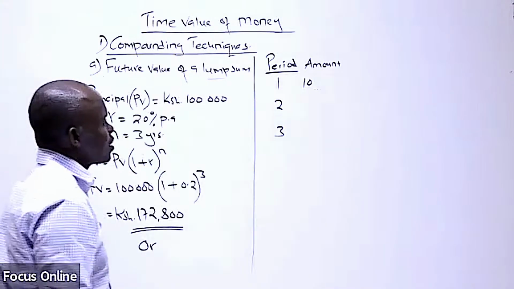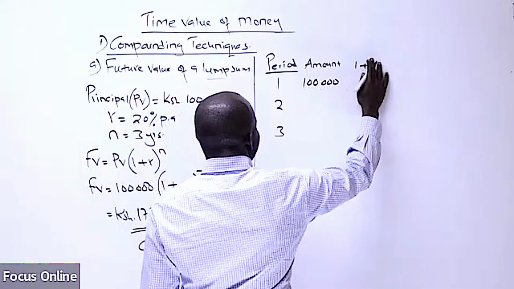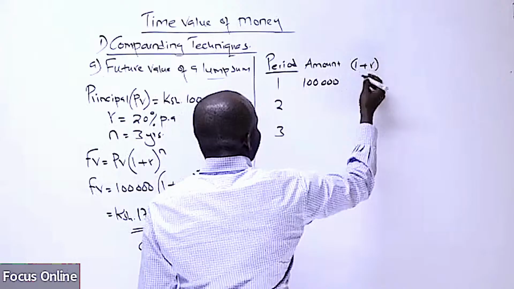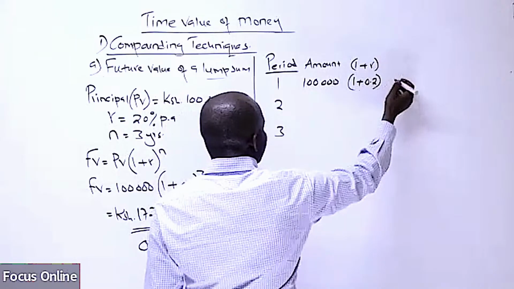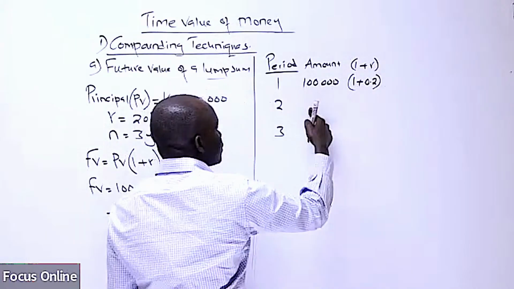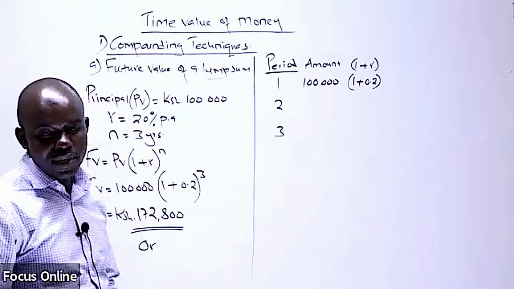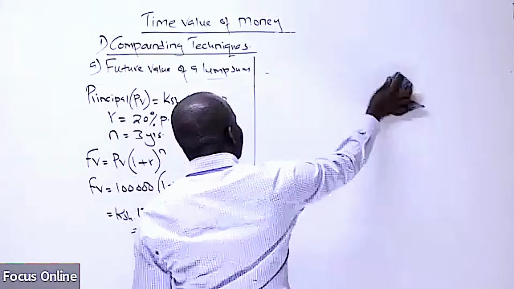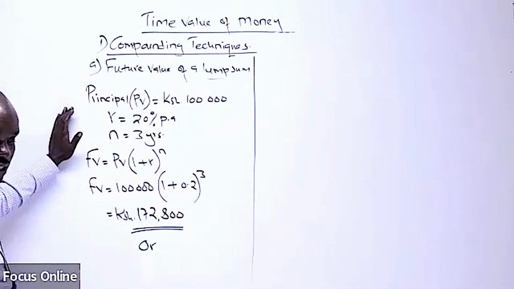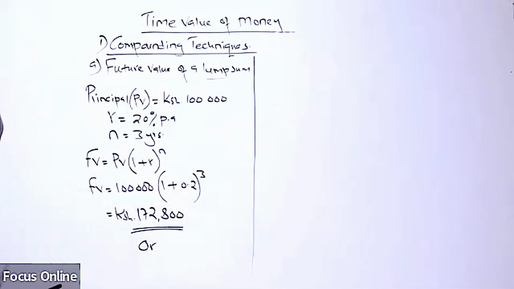The other method is where we say, but this one is very long. Where you say here it's 1 plus 0.2. The figure that you'll get here, you bring it here. Then you continue. But that will not apply in this case because we are only investing 1. So just stick to this. Any question before you continue? We want to proceed.